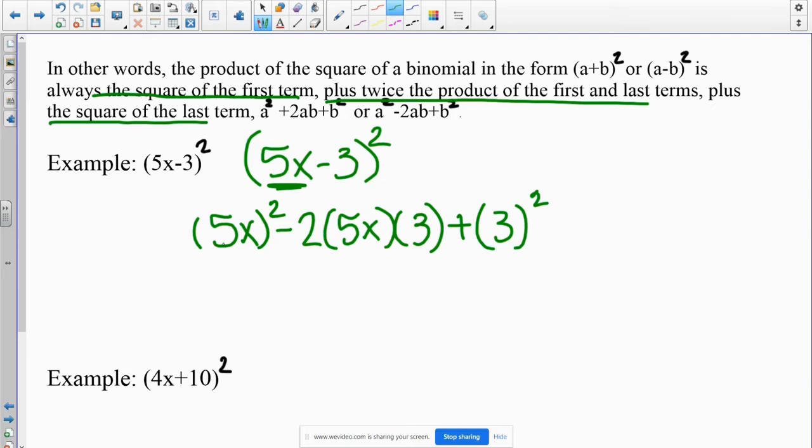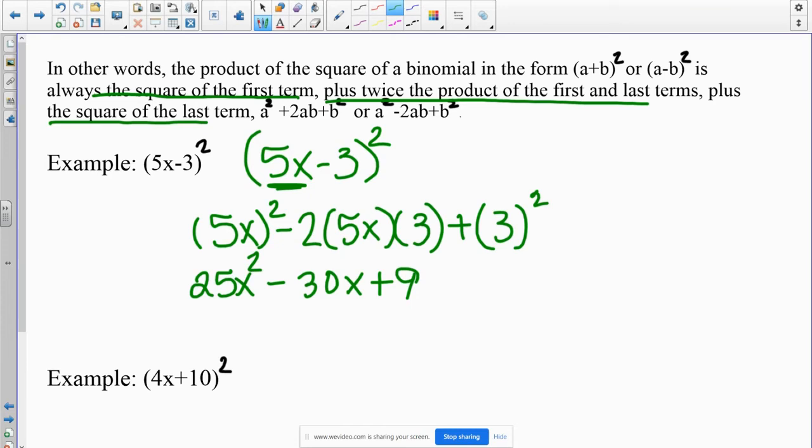So 5x times 5x would give you 25x squared. 2 times 5x times 3, well, 2 times 5 is 10, times 3 is 30, so negative 30x. And then 3 squared is 9. So again, it's a square of a binomial. I notice that as quickly as I can do these steps.